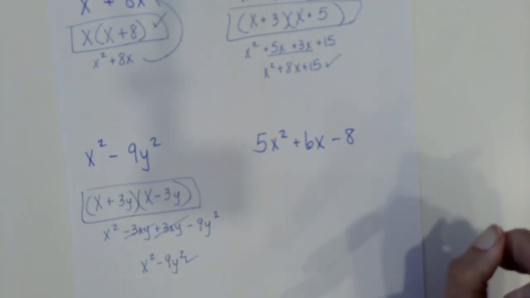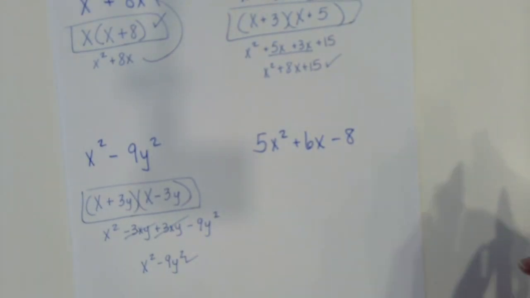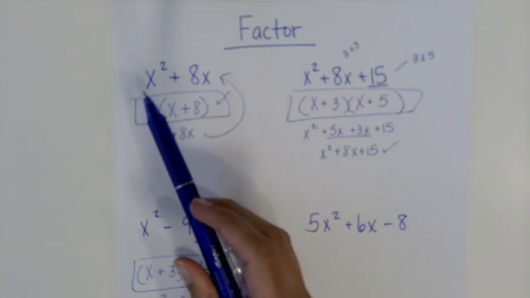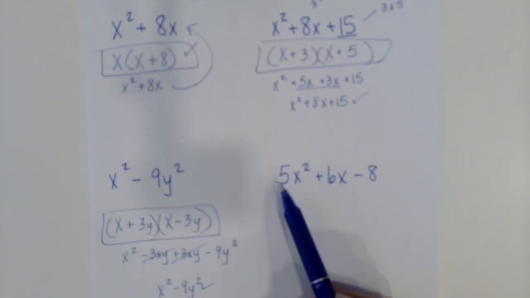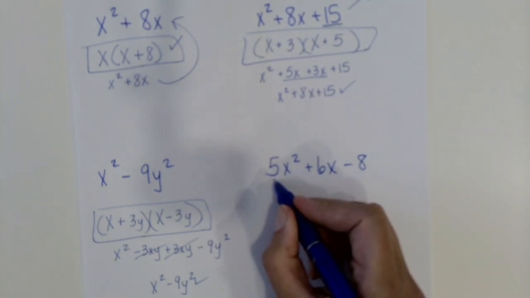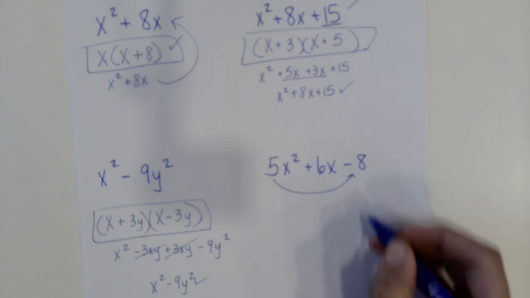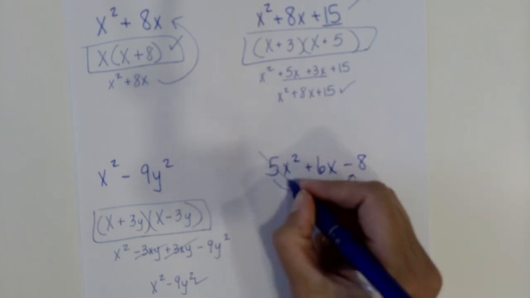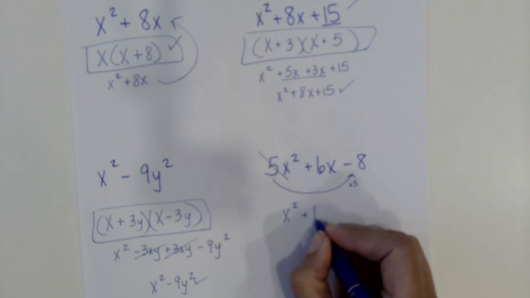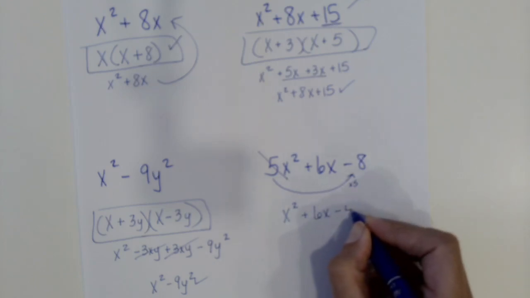And our last one. I'm going to teach you all a little trick. Since all of these that we have solved so far have a 1 in front of our x squared, this one is our first one that has a number other than 1. So what we're going to do is multiply this 5 times our 8 to start with. And we are going to rewrite our problem: x squared plus 6x minus 40.